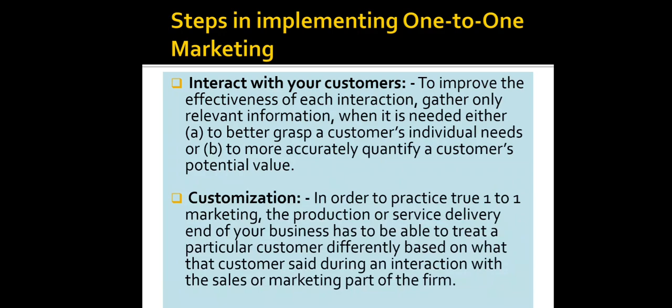Now, next and last step is customization. In order to practice one-to-one marketing, the product or service delivery end of your business has to be able to treat a particular customer differently. One-to-one marketing तभी follow हो सकती है when we consider every customer and treat him differently based on what the customer said during an interaction, based on what he said with the sales or marketing part and based on his needs and choices. So we have to customize some aspect of the enterprise behavior towards the customer based on the customer's needs and values. So these are the steps in implementing a one-to-one marketing.